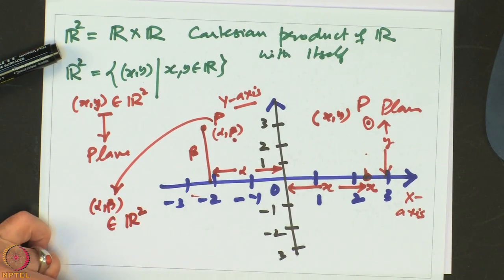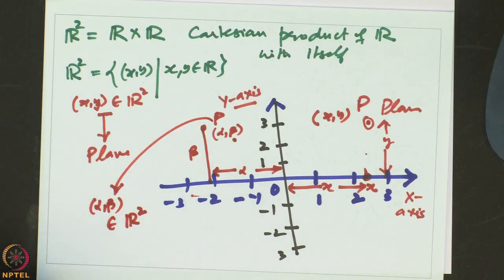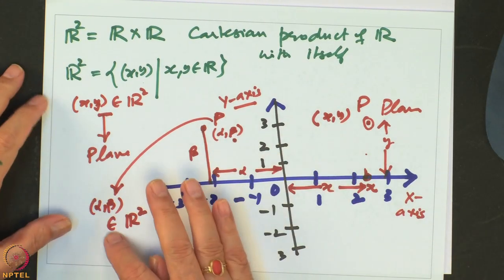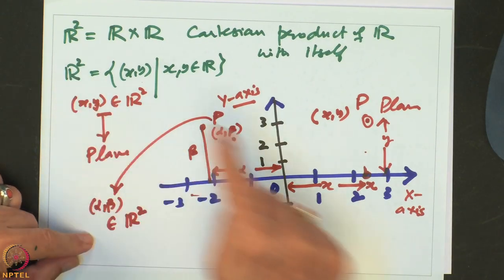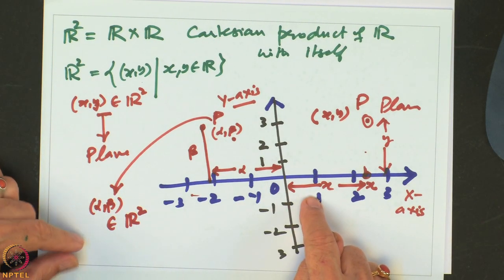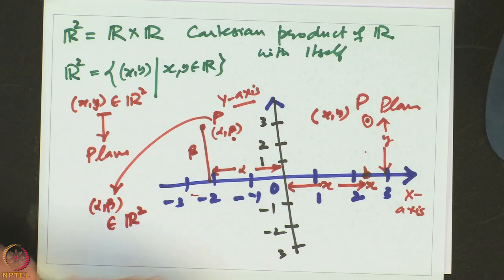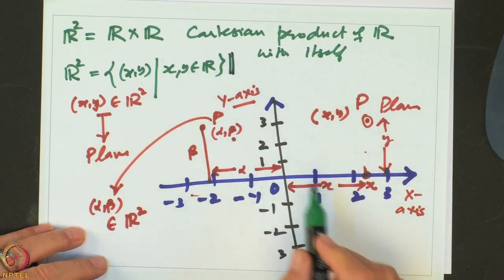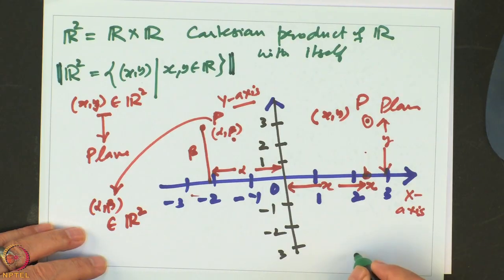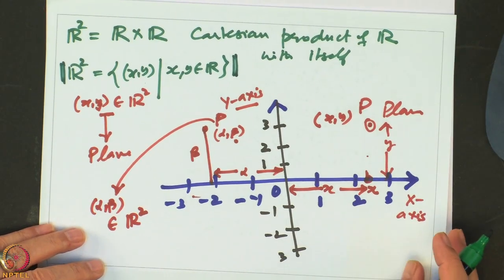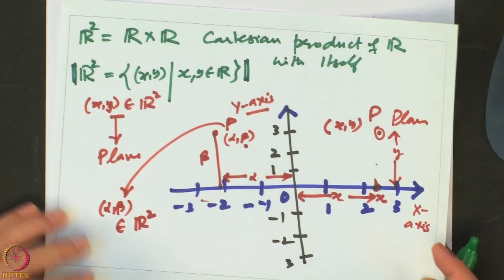So, what we are saying is every point in the plane gets associated with an ordered pair, and every ordered pair gives rise to a point. So, this is the set theoretic representation as a set, and this is the geometric representation of the plane as a set of points. We will be using this to represent the graph of a function.